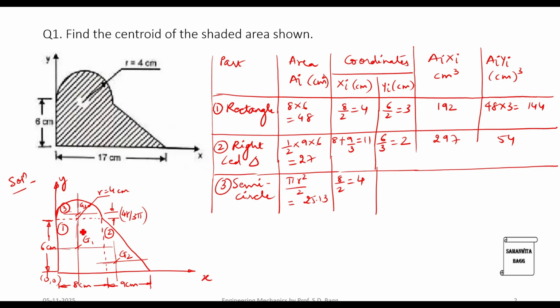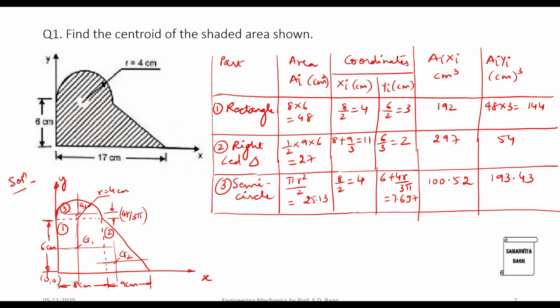And this height over here is 4r by 3 pi. So this is 6 plus 4r by 3 pi. This total value is 7.697. Then comes AI into xi. This is 100.52. And the next value, multiplication, is 193.43.